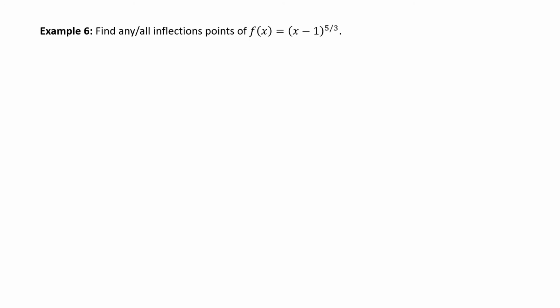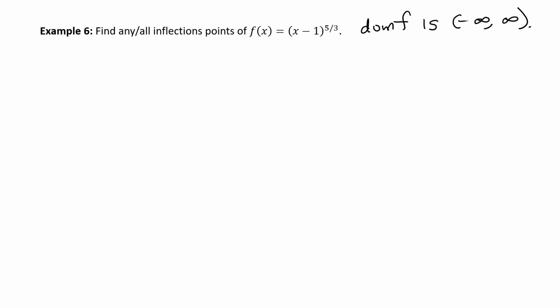Example, find any and all inflection points of f of x equals the quantity x minus 1 raised to the power of 5/3. Let's begin by writing down the domain. The domain of f is the set of real numbers. Inflection points, what are they? Inflection points are where concavity changes directions. And how do you determine concavity? By finding the sign of the second derivative within particular regions.